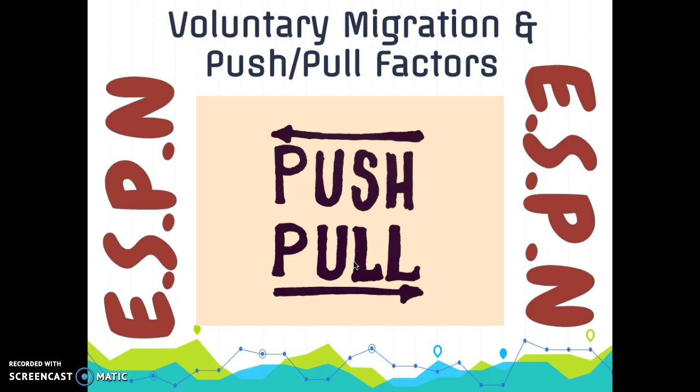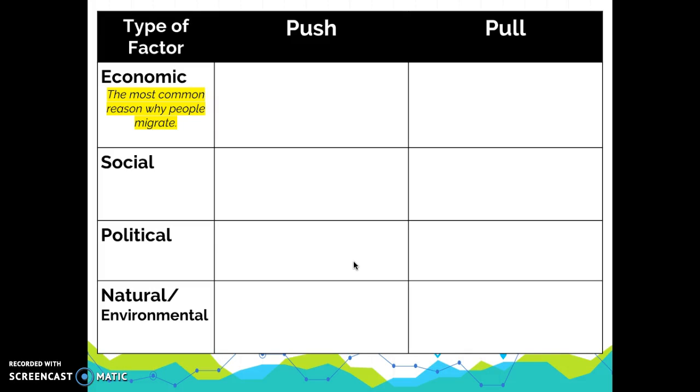Pull factors are reasons people choose and are attracted to a specific destination, okay? So this is kind of like the attraction that's pulling them towards this place. We're going to look at these through our ESPN framework. What I suggest is you take a second to set up your notes to look like this graphic organizer here so you can keep everything straight.